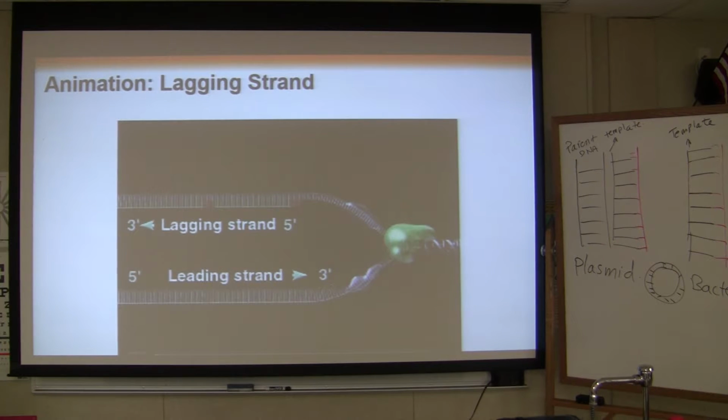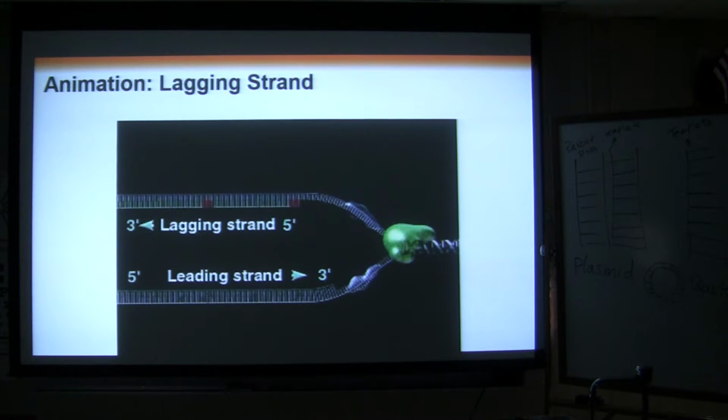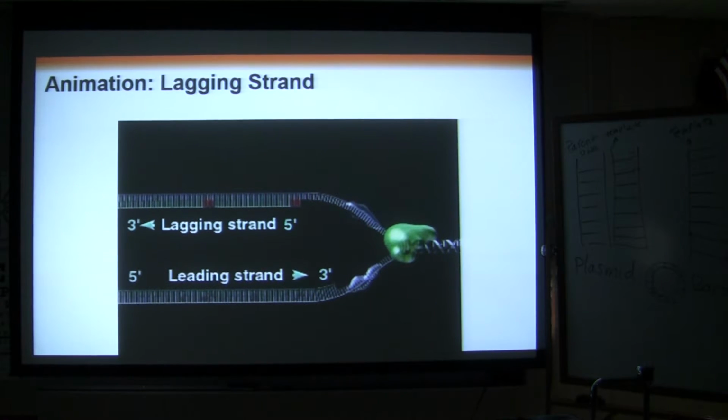The other new strand is called the lagging strand. Unlike the leading strand, the lagging strand cannot be made continuously because DNA polymerase can only add nucleotides at the 3' end. Instead, the lagging strand must be made of fragments that are linked together. Despite their names, the leading and lagging strands are actually made at the same time.